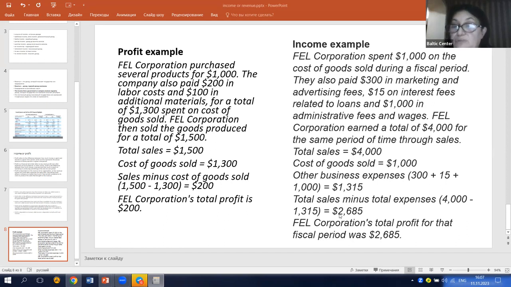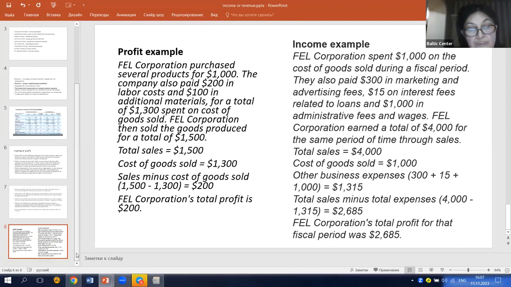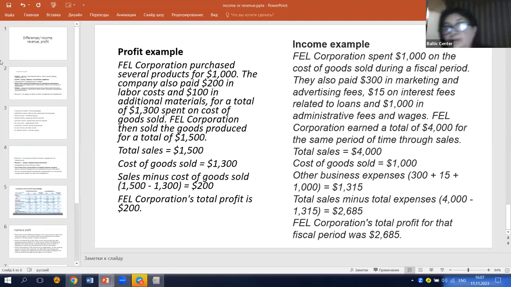So we have 2,665, the corporation's total profit for that fiscal period was 665. This is the profit example, and this is the income example. I think it will be a very good clue and reminder for you when we talk about profit and income.